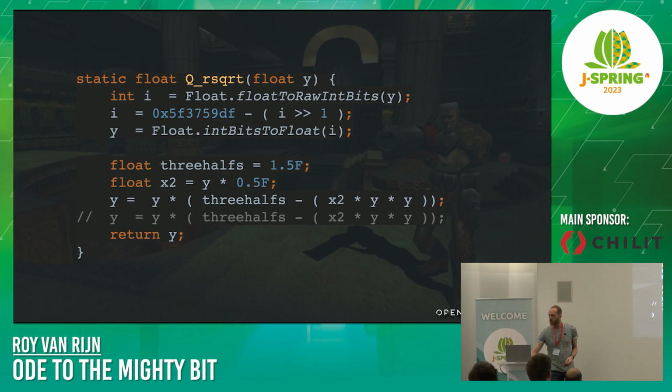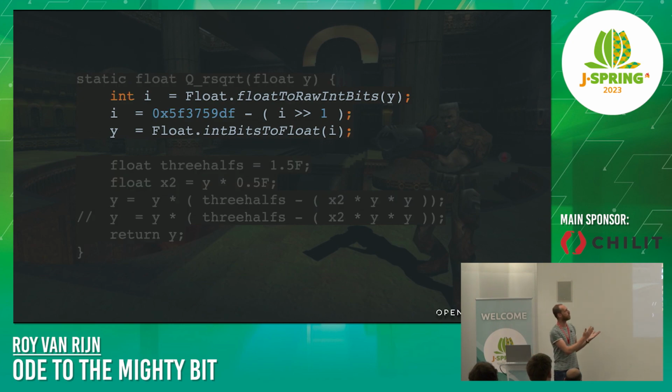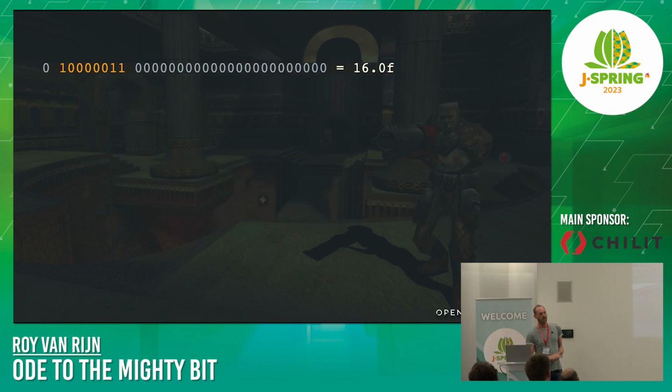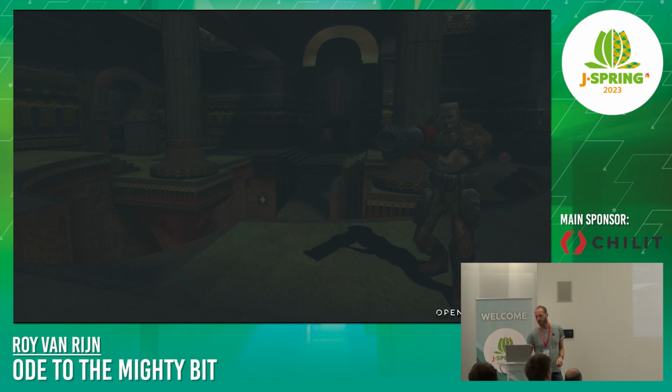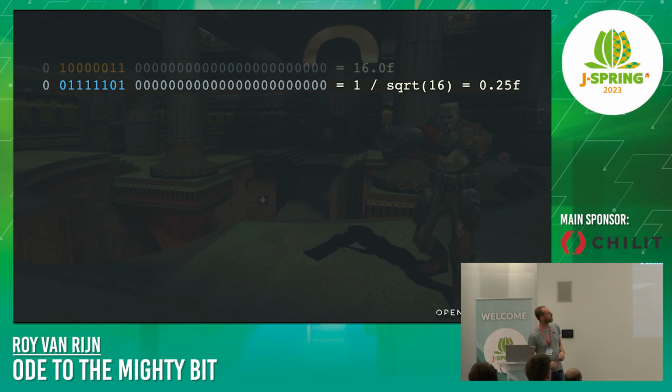So I want to focus on this thing. I want to understand where this number comes from and what it actually does. Let's say we have this floating point number, 16. 16 as a floating point number is this. And I'm going to show you why. Oh, I'm not going to show you why. What we want to end up with is 1 over the square root of 16, which is a quarter. So we want to go from the top one to the bottom one.